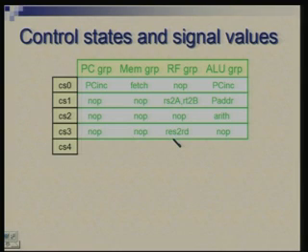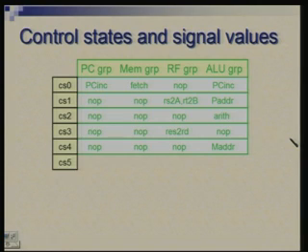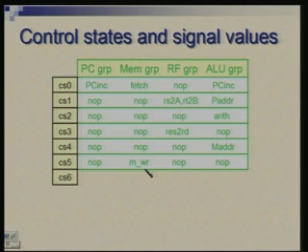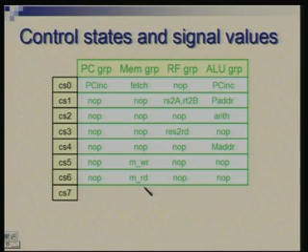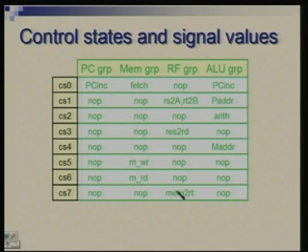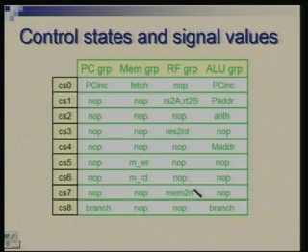Then CS4 is the common state for load and store. Here the memory address gets calculated. Then CS5 completes the store operation. We have a memory write here. CS6 performs the memory read operation, and CS7 performs transfer of data from memory to register file. Okay. CS8 completes the branch instruction.